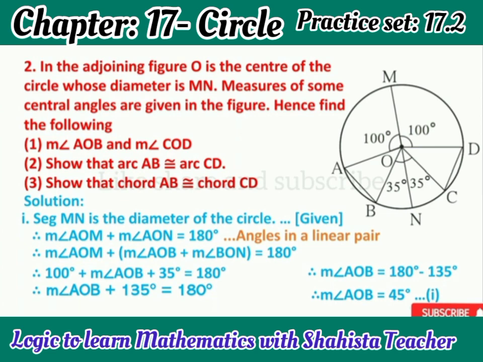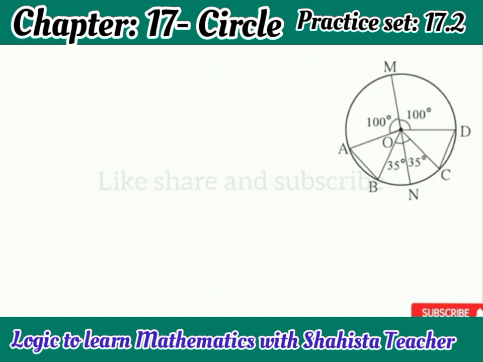So measure of angle COD. Again we will write measure of angle MOD plus measure of angle COD plus measure of angle CON. So 135 minus, so we will get the same thing, they both are congruent with each other. AOB is equal to COD, they both are congruent. First we will write measure of angle DOM, or we can write MOD, plus measure of angle DON, that is equal to 180 degrees.